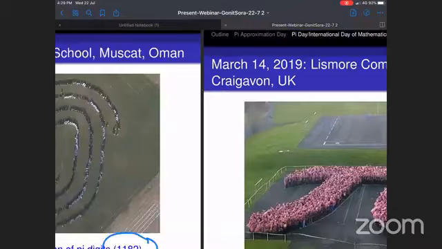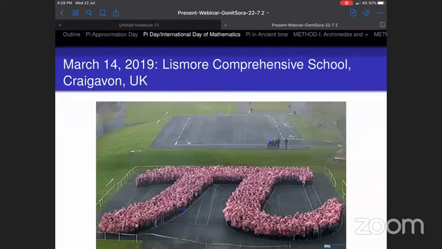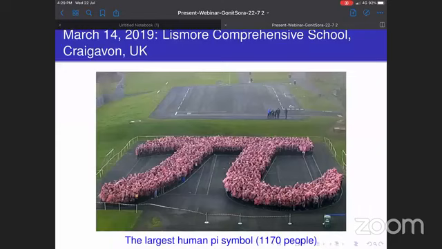Then the following year in 2019, last year in the UK, they made the largest human Pi symbol of 1,170 people. They made a Pi symbol. These are all standing there, 1,170 people.